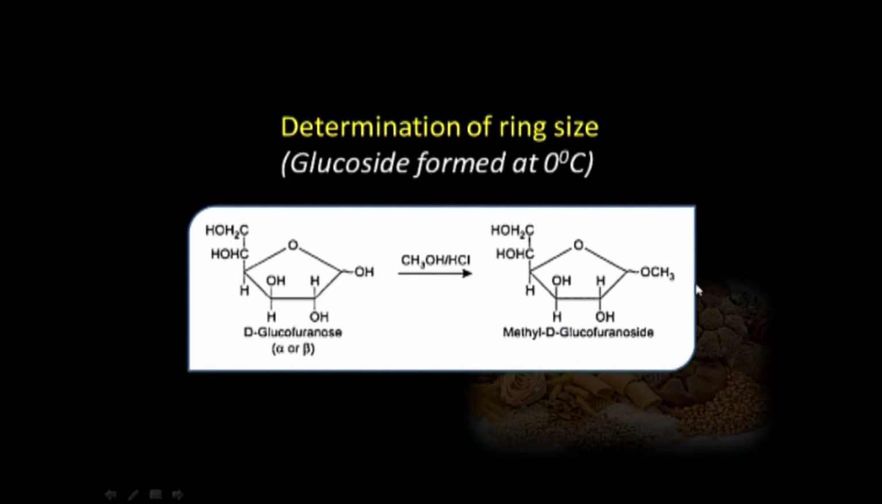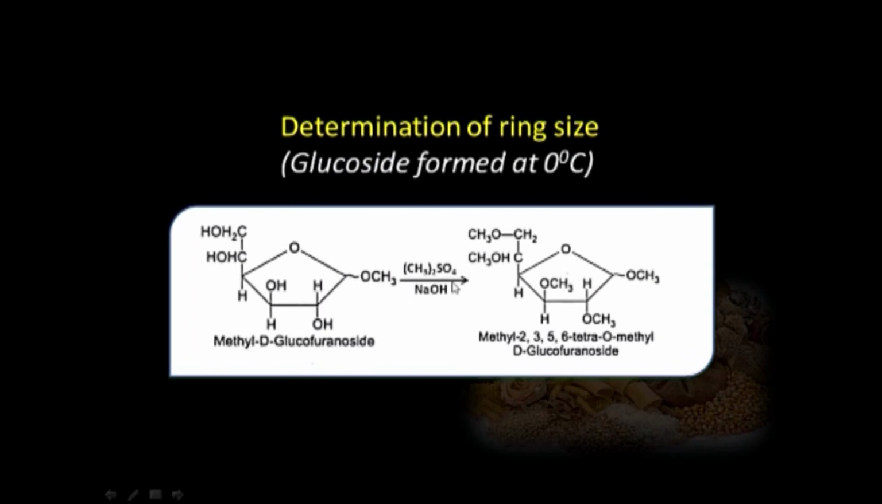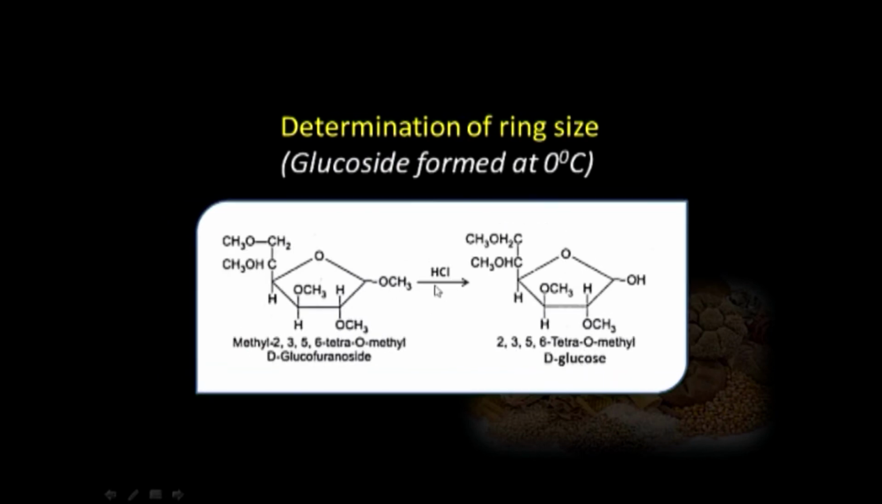Treated with methanol, this becomes the acetal structure, methyl D-glucofuranoside. Then this is treated with dimethyl sulfate. These remaining 4 hydroxyl groups get methylated. We get methyl 2,3,5,6-tetramethyl D-glucofuranoside. Then this is hydrolyzed with HCl. Now this is converted back into the hemiacetal structure. This becomes OH, and we now have 2,3,5,6-tetramethyl D-glucose.